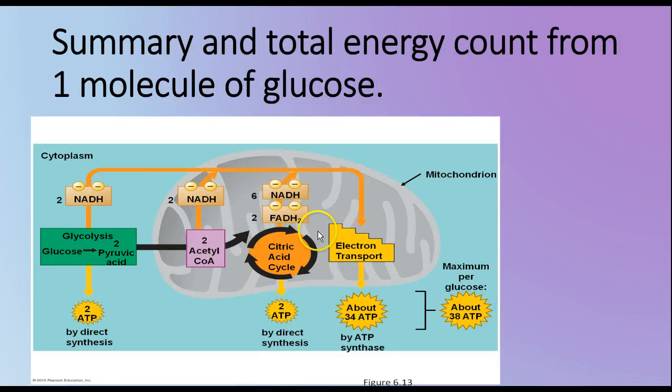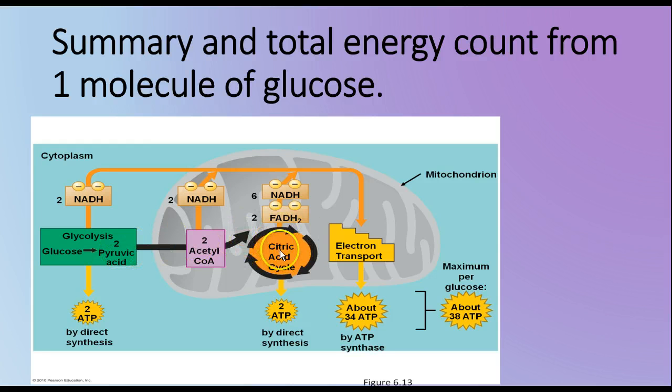So here's a graphical summary of everything that's happened so far. Glycolysis occurs in the cytoplasm. It's going to produce 2 NADH, which goes on to the electron transport system. It's going to produce 2 ATP directly, and most important, it's going to produce 2 pyruvate. This is also known as pyruvic acid.